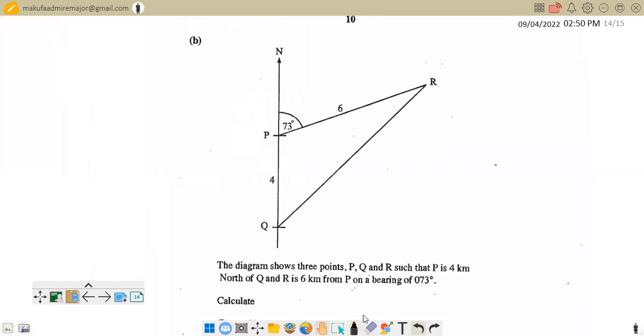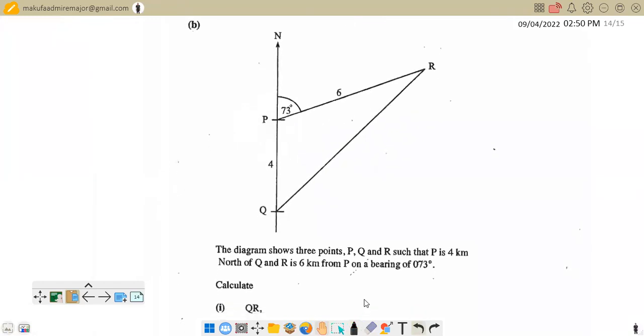Okay, then the B part is bearing. So whenever you're dealing with bearing, I want you to be very, very clear on bearing. Bearing is nothing, guys. You know you're solving triangles. The bearing only works on finding the angles. That's where you apply your bearing part, okay? But everything is solving triangles, okay?